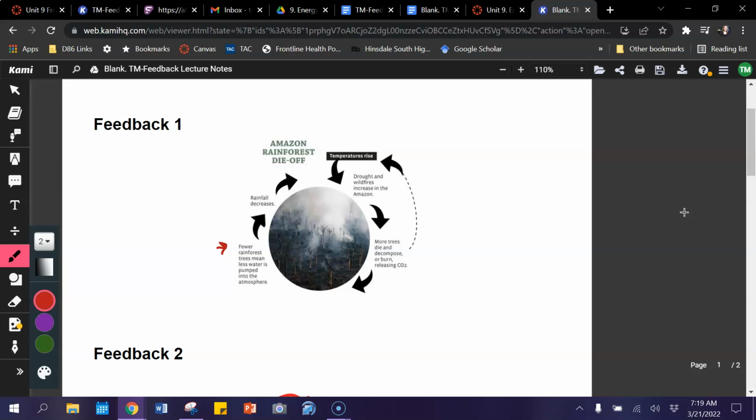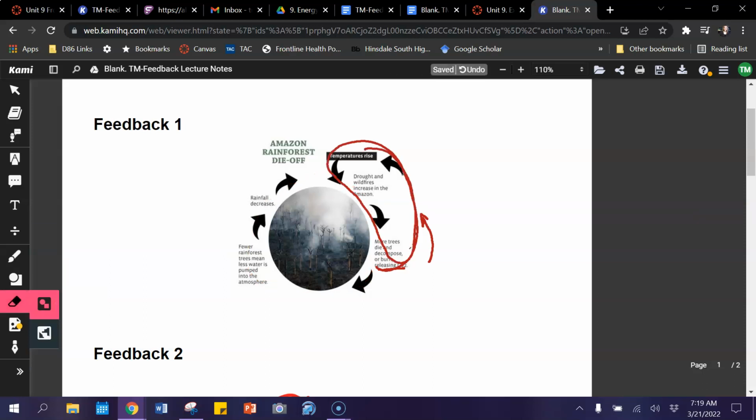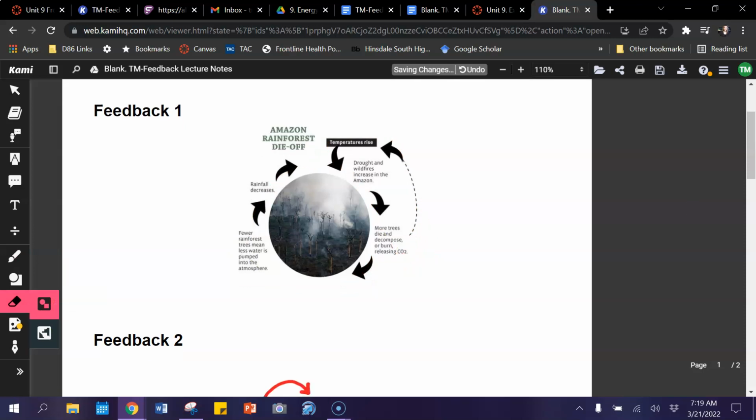The other thing that I want you to notice here is that this dotted line shows us that as more carbon dioxide, that greenhouse gas, is released into the atmosphere, our temperatures are going to rise. And then we just keep going through that pattern with this other little loop happening off to the side. So that is feedback number 1.